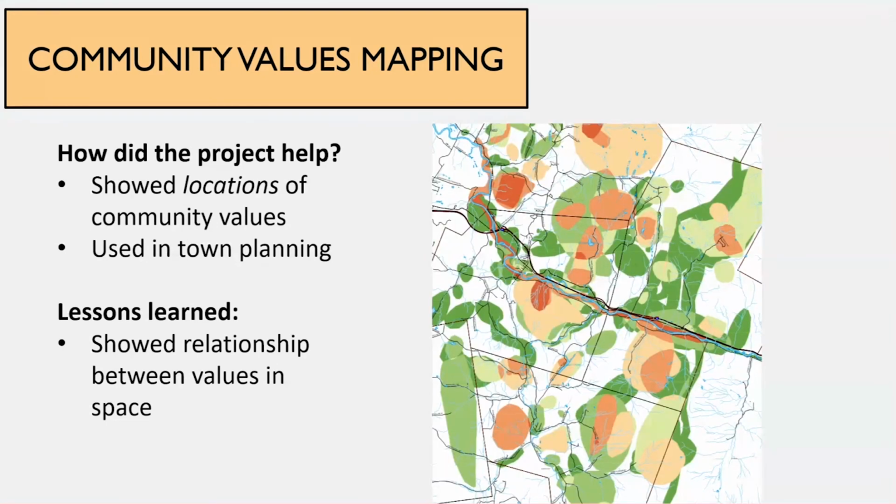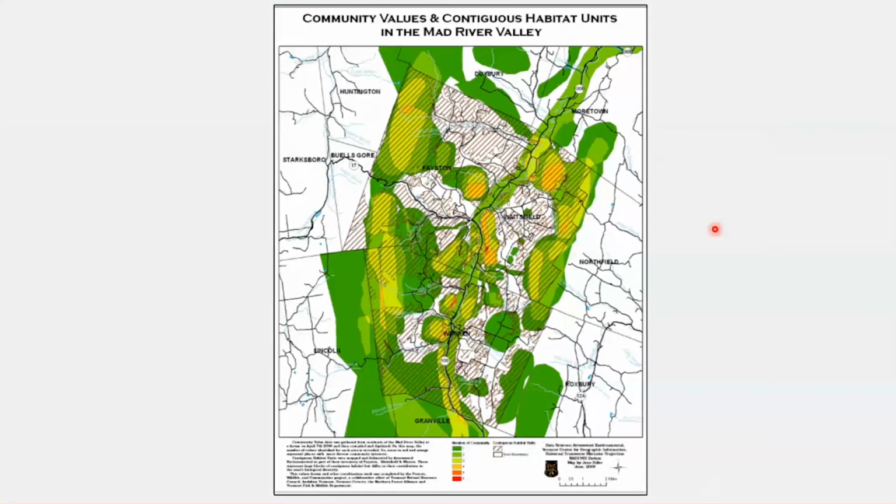And so here's a map of community values from Richmond, Bolton, Jericho, and Huntington. And darker areas show more overlapping values, and lighter areas show fewer. And so here's that same map for the Mad River Valley with the community values underneath, and then the overlapping forest blocks on top. And so I'm just using this to show you how much overlap there is here between those community values, what people care about, and those big blocks of habitat that are so important for biological diversity.